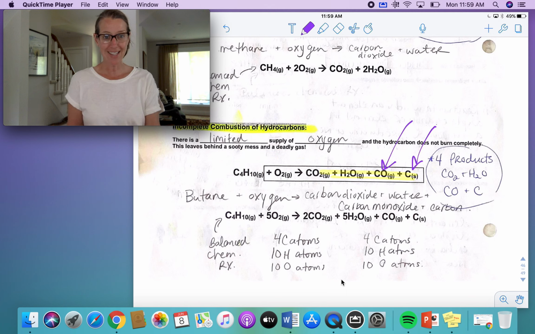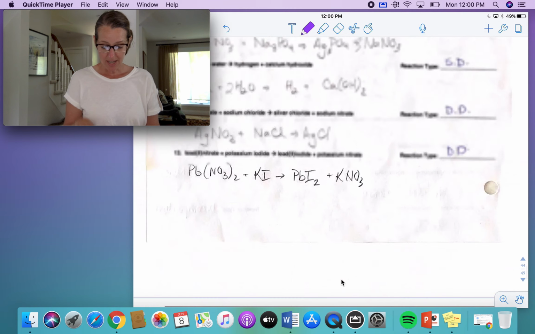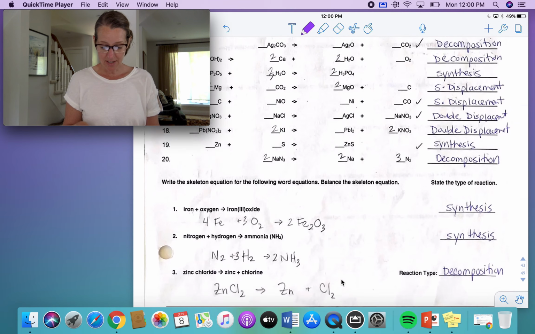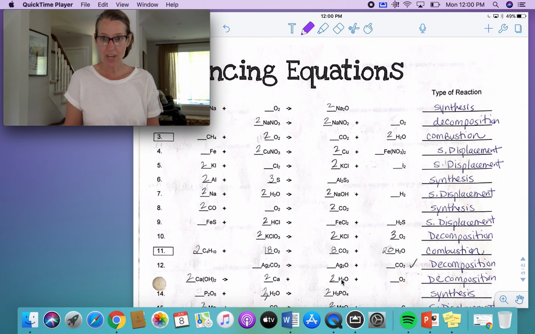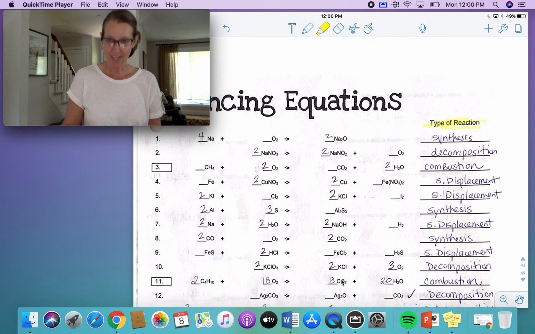Okay, so that's it. We've got synthesis, decomposition, single or double displacement reactions, combustion reaction, and of that you could have a complete or incomplete combustion reaction, and that's all we have time for in grade 10 chemistry this year. Don't forget to now go back to the balancing equation sheet, because now you can identify these reactions based on the type of reaction, and that was this column right here.